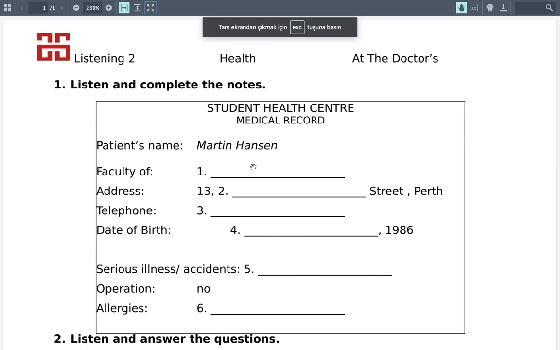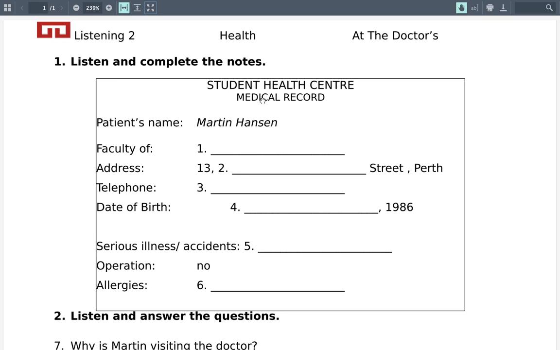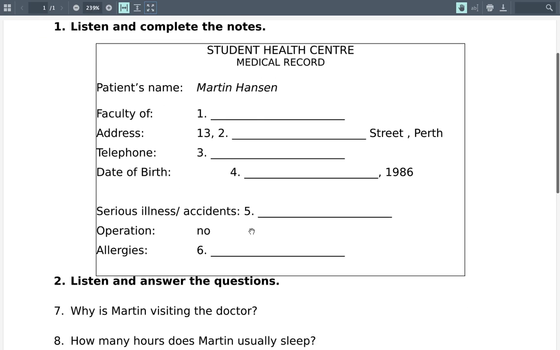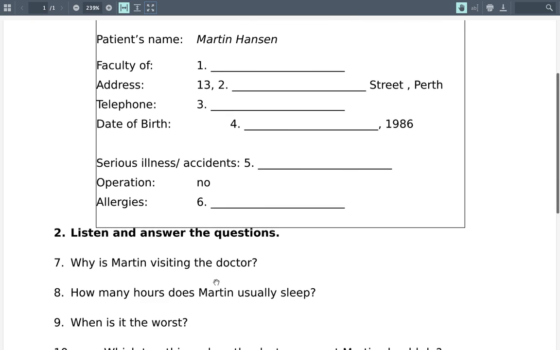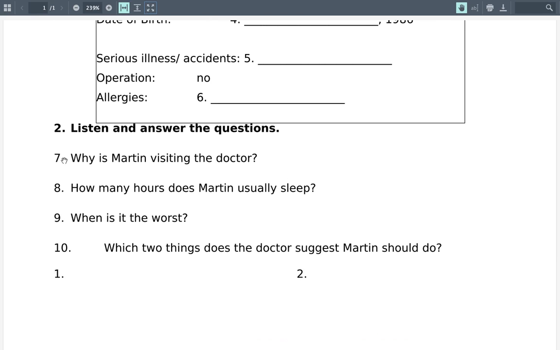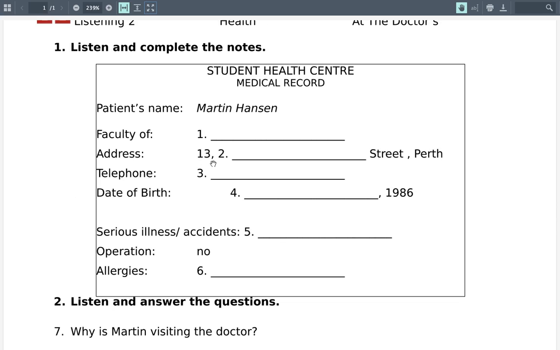By this time, you should already know that the form completion audio is played just once. So here you listen and you need to fill in the gaps simultaneously. It's a question about what happens in the student health center. There's a patient whose name is Martin Hansen. He sees a doctor. So this is the information that we're looking for. The audio has 2 parts. First, you will listen to part 1, which covers questions 1 to 6, and then you will listen to the second part, which covers questions 7 until 10. I will show you where to find the audios.